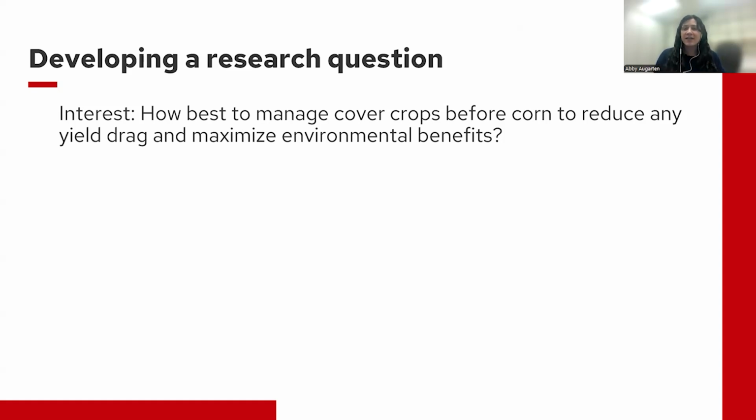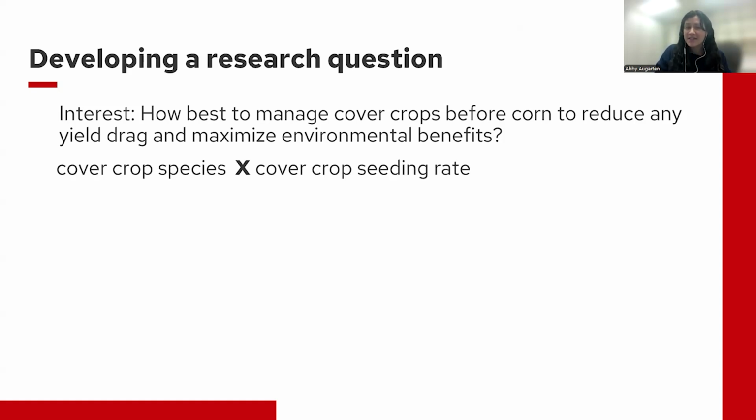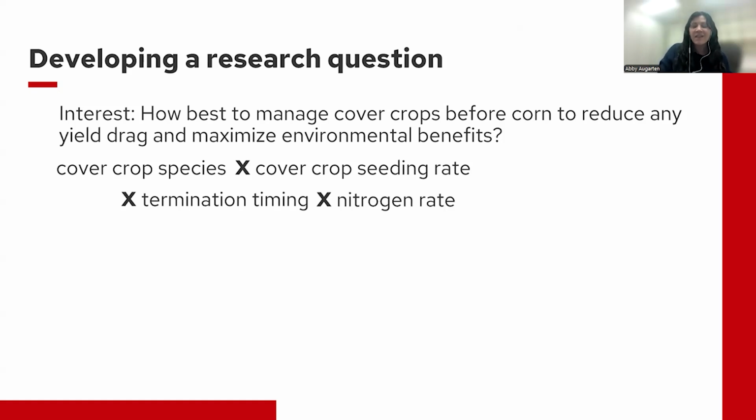But right, this is a pretty lofty question, and as we continued chatting, a few things popped up. He was interested in looking at cover crop species, as well as cover crop seeding rate. Then also curious how termination timing might influence these factors. Adding on a level of nitrogen rate to see if we could try to reduce the likelihood of a yield drag at certain higher nitrogen rates.